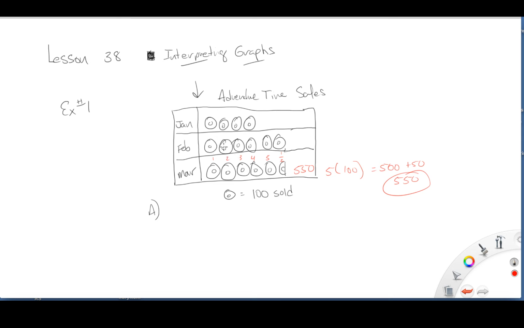We have 1, 2, 3, 4, 5, 6, which means 6 times 100. That gives us 600, right? So we know that there's 600 sold here, and then 1, 2, 3, 4, we know that's worth 400 because each tire is worth 100. So that tells us something about our sales. All right, so obviously, which one was the highest selling month? Well, February was. We sold 600, then March, then January.